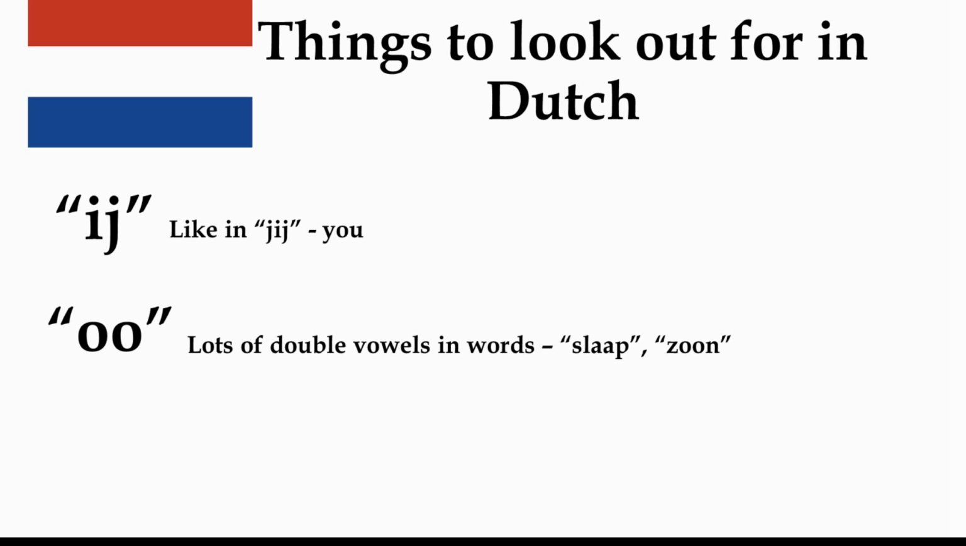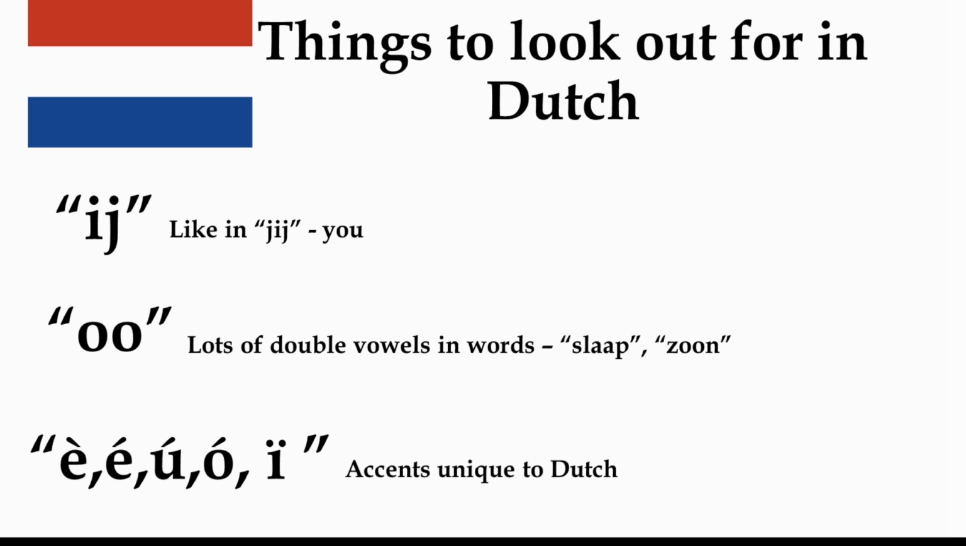So the examples I've given are slaap and zoon, which both use these double vowels of double A and double O. We also have double vowels with double U, so for example vuur, which means fire, or in sleep, which means to drag. So if you see lots of double vowels, then it's far more commonly found in Dutch than the other two languages in this selection. So double vowels, you're likely looking at something in Dutch.